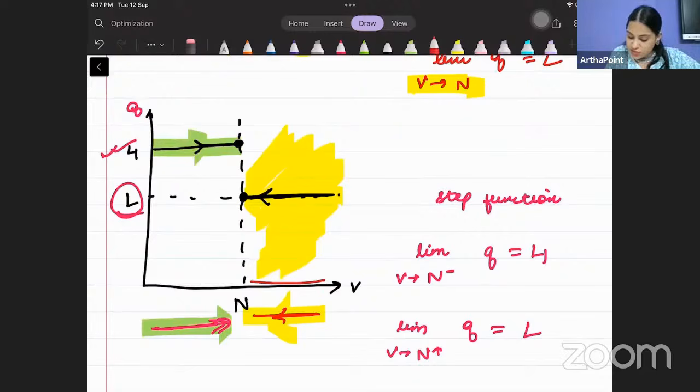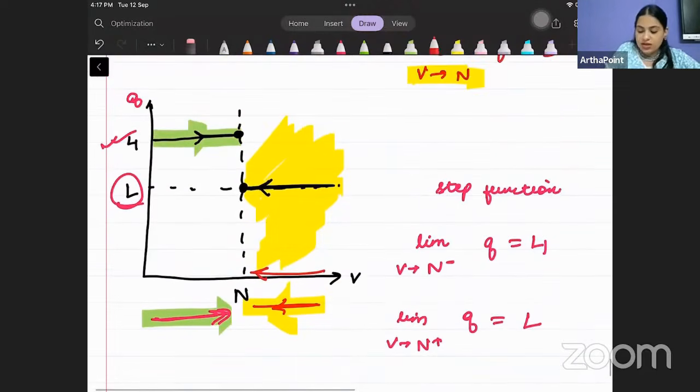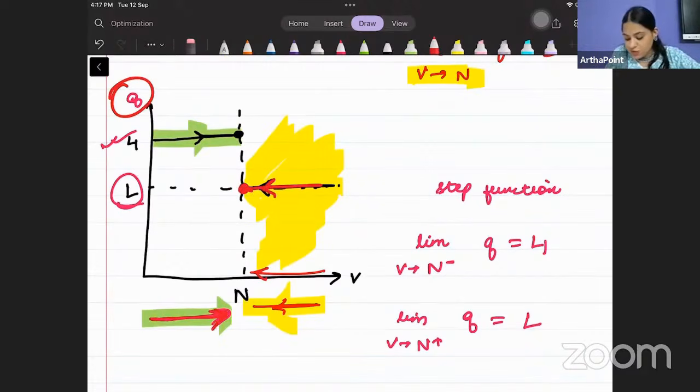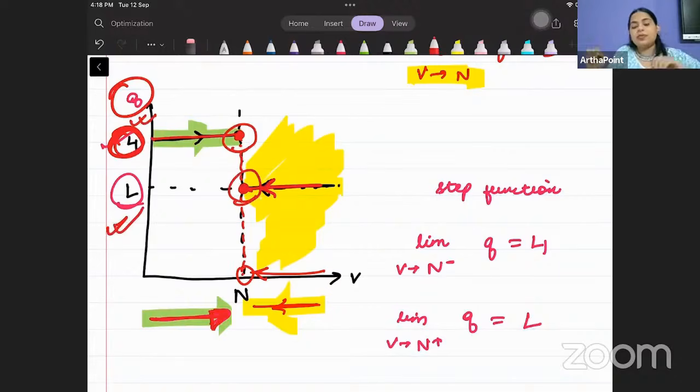But here when V is going to N, then Q की value क्या आ रही है? And Q की value is going towards L. And from this side, when V is going to N, so Q is going towards what, ma'am? Q is going towards L1. दोनों ही side से N पे, I am getting two different values. At N, I am getting L1, and at N, I am getting L, depending on the left hand or the right hand side.